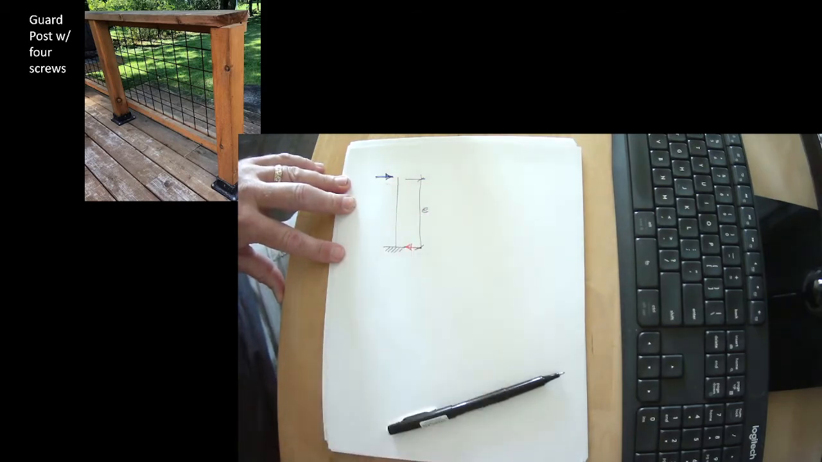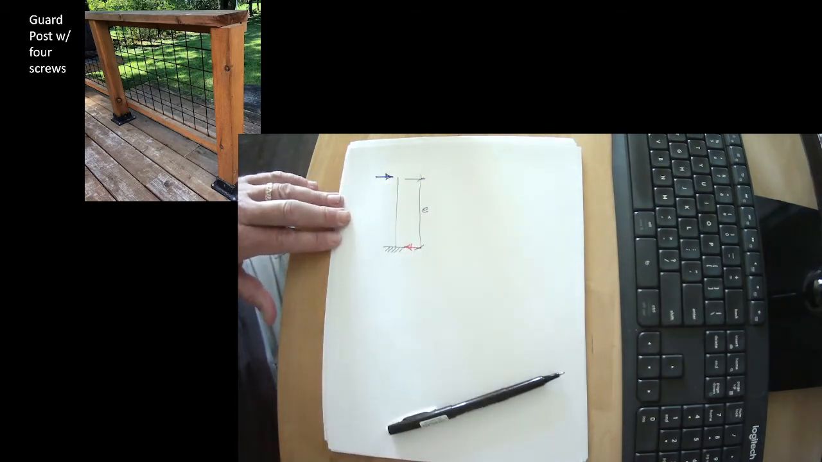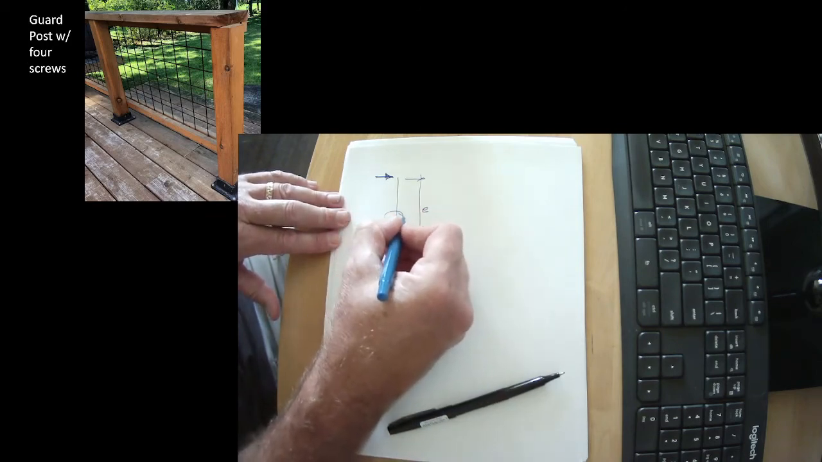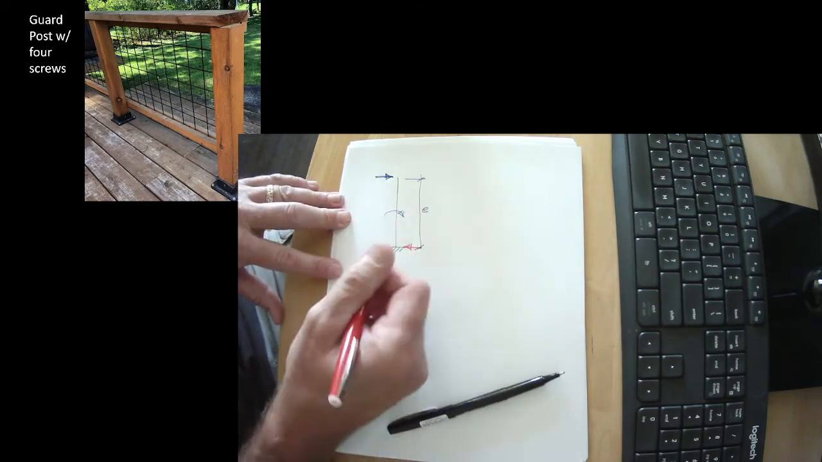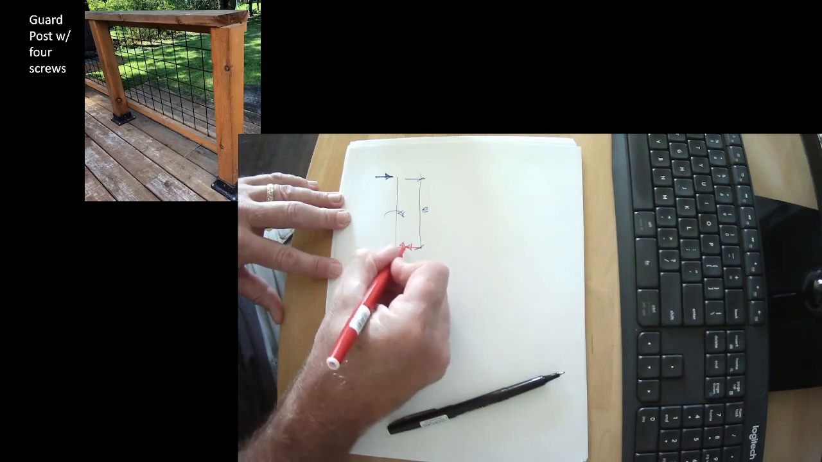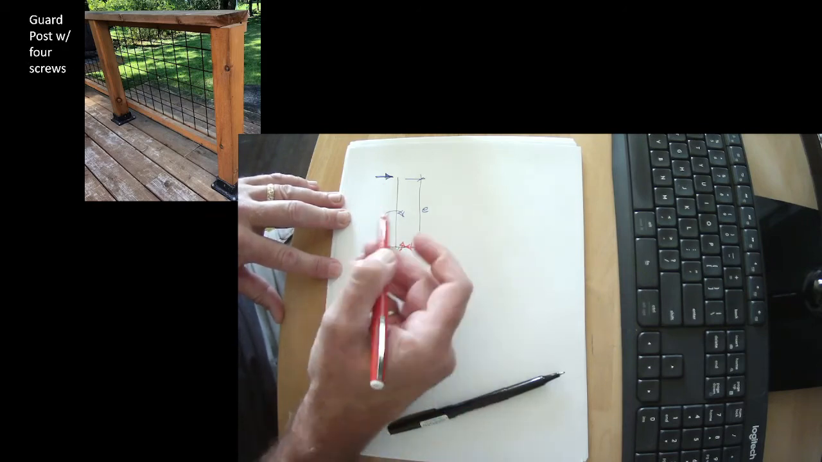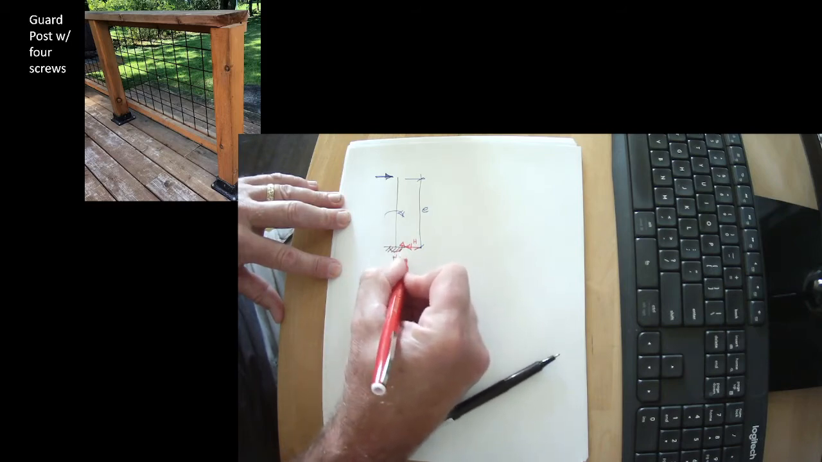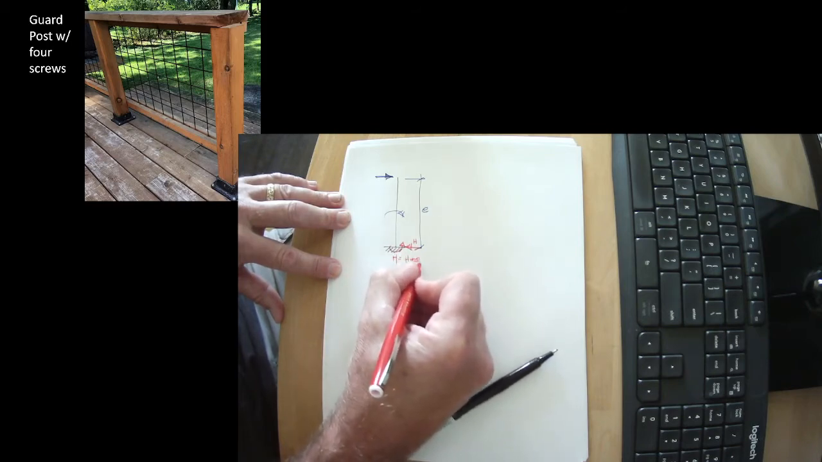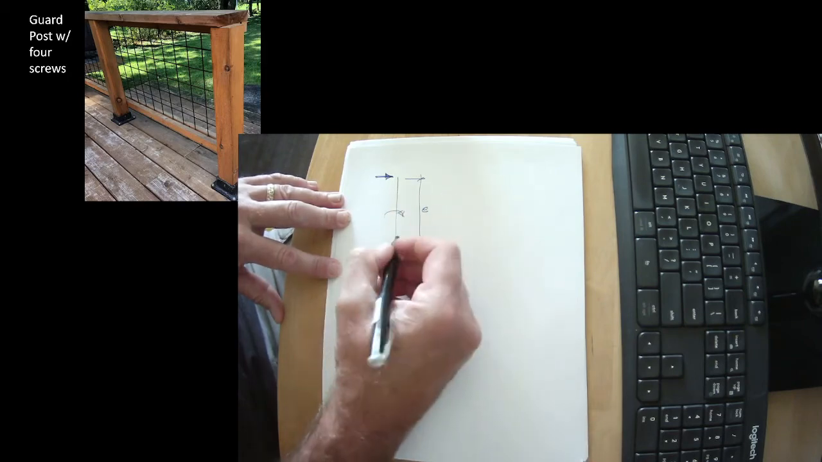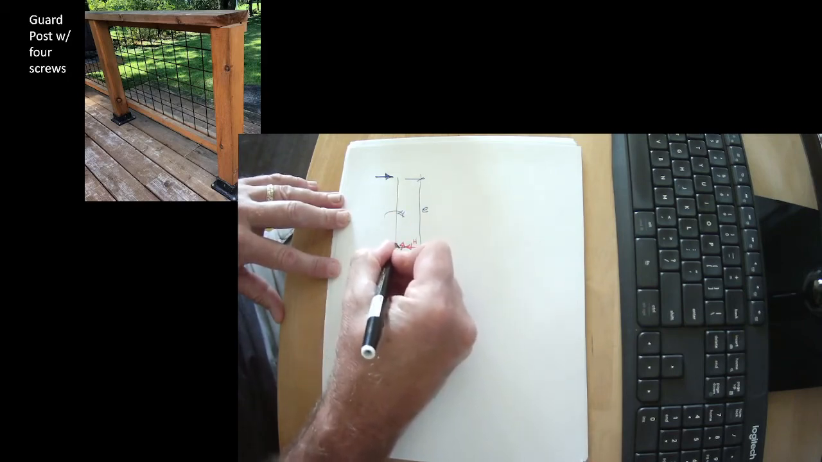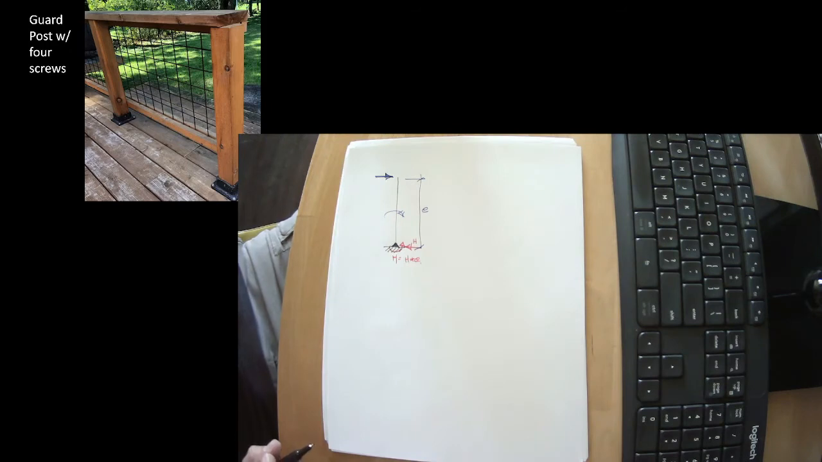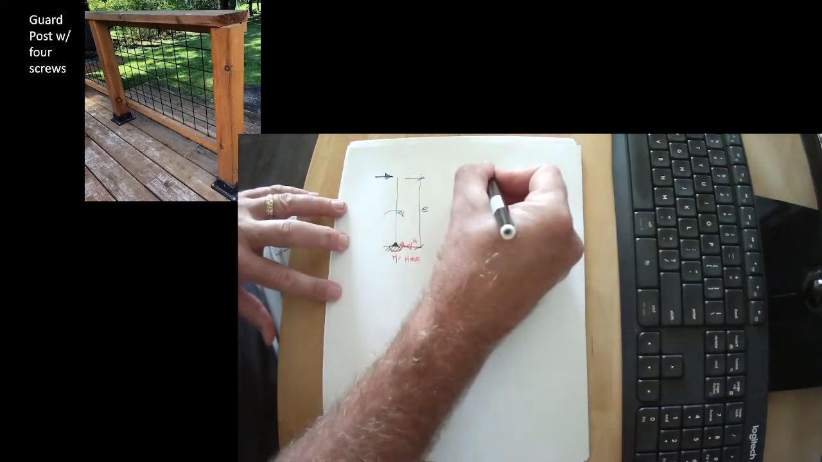We have eccentricity, and eccentricity tends to want to make it rotate this way, which means we need a moment. So we have H, M. M equals H times E. I should have said that this is a moment connection. Okay, very simple. Let's see what's actually happening here. Let's drill down a little bit.